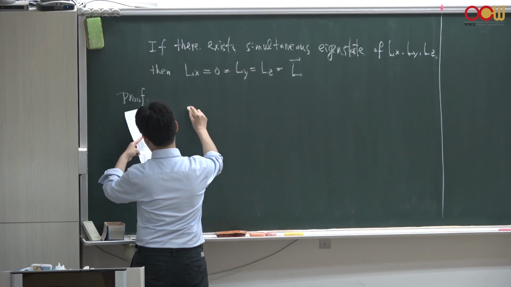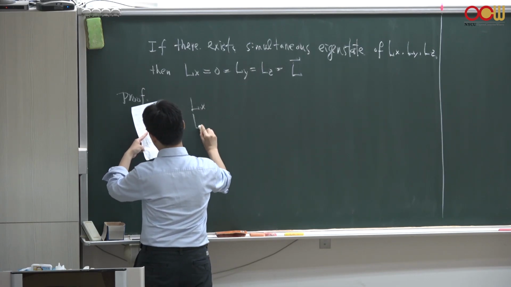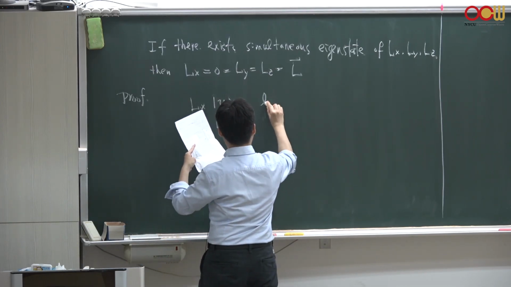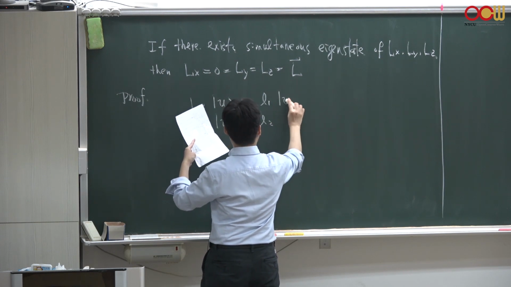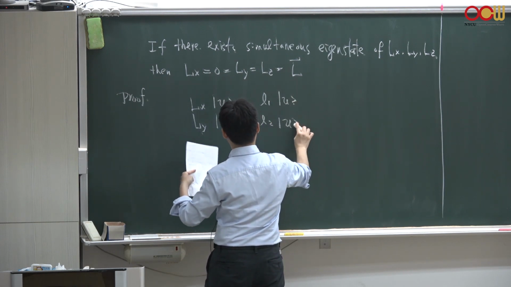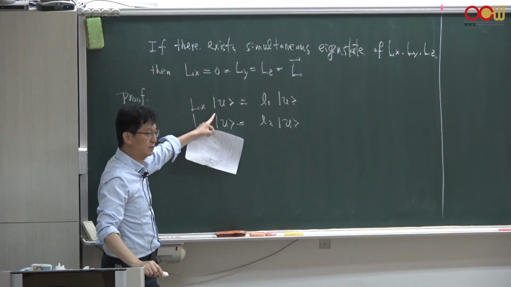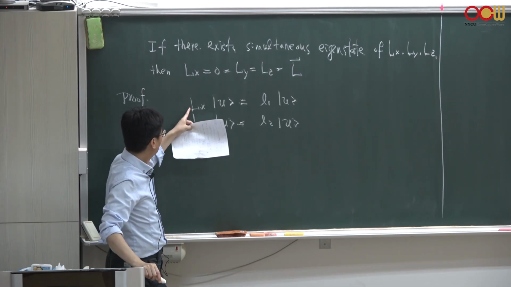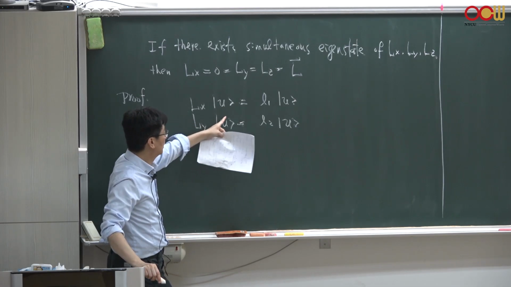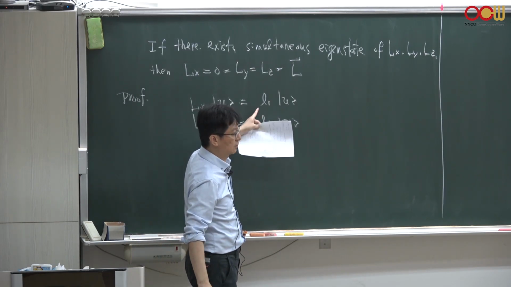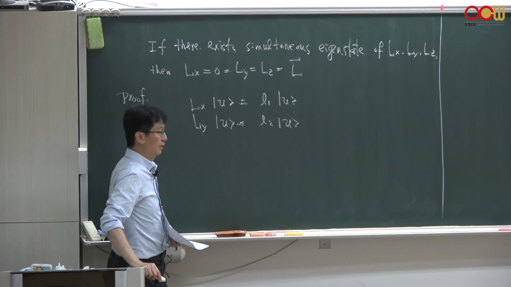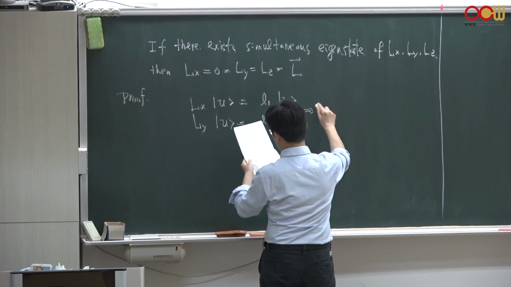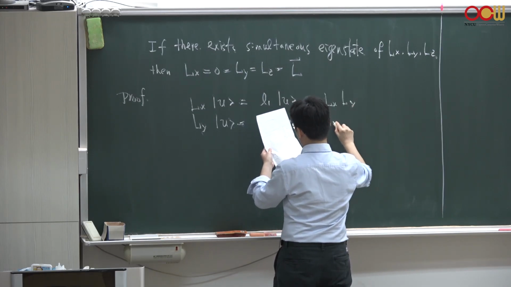Suppose we have this simultaneous eigenstate of Lx and Ly, then we must have this eigenvalue equation, where U is the simultaneous eigenstate of Lx and Ly. So we could have this eigenvalue equation of Lx and Ly acting on U, giving rise to different eigenvalues, l1 for Lx and l2 for Ly. Okay, so let's just try to perform these two operations.